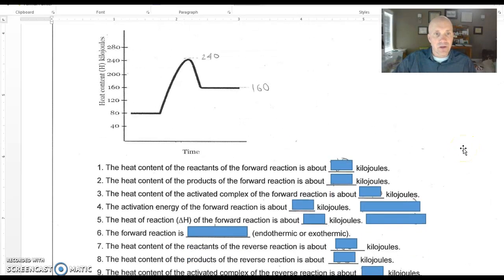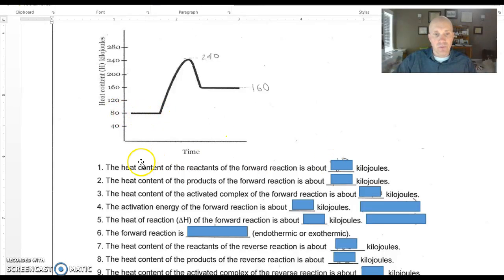All right, so on the bottom, taking a look at this reaction energy diagram, I've gone ahead and put a couple numbers on here. So the top of the activated complex would be 240. The energy of the products would be 160. The energy of the starting materials would be 80.